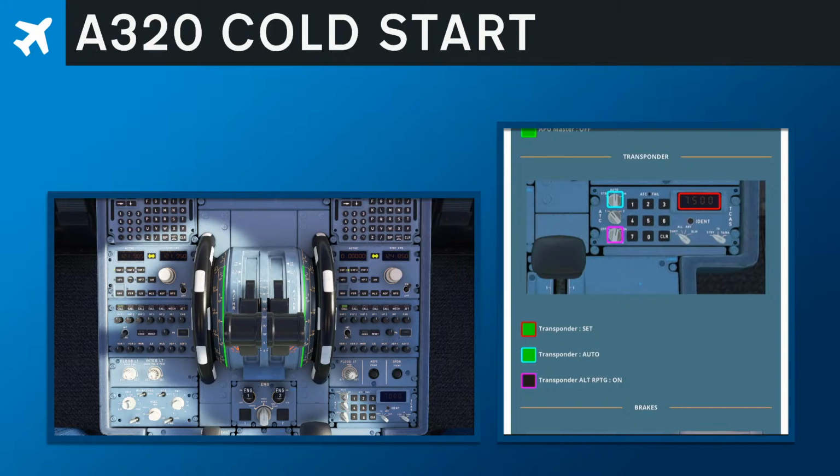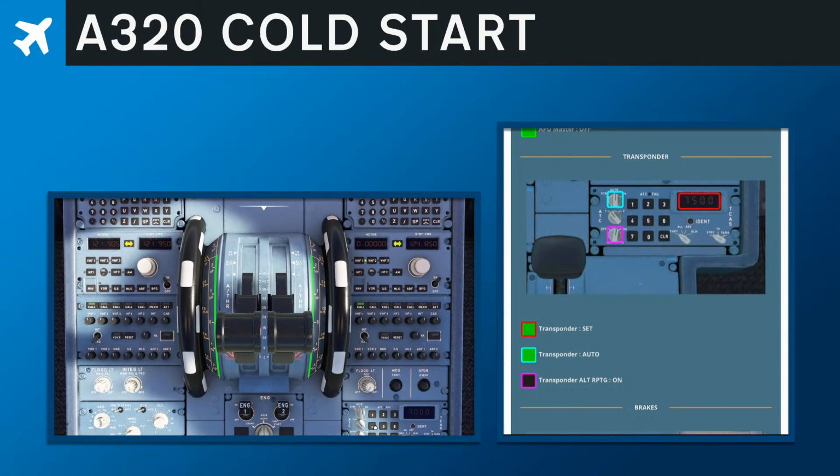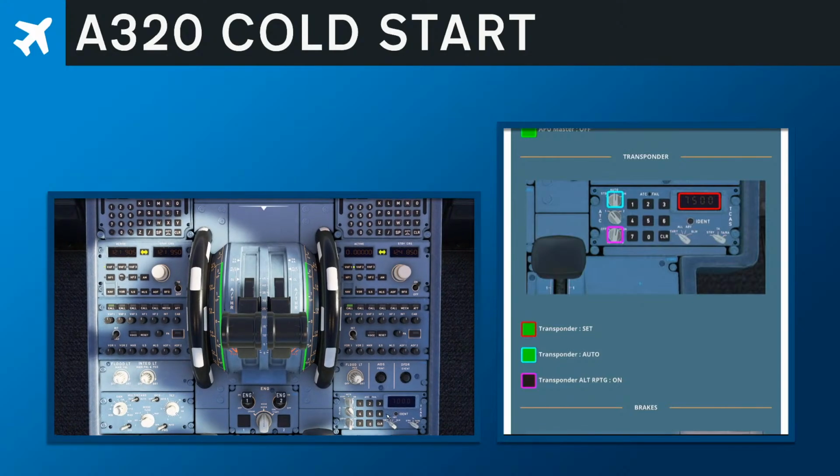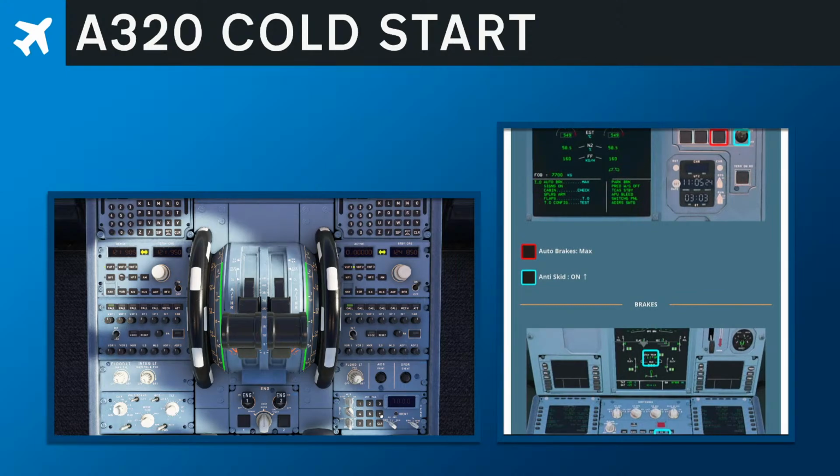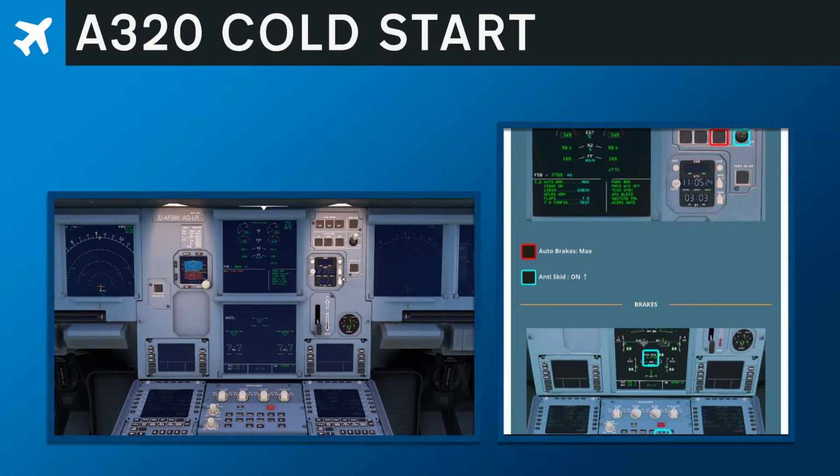Transponder. RPTG is set to on. Right, so that is this one here. Oh, there, and that is set to on. This is progress. Okay, now we want to go back up to the middle of the unit here.